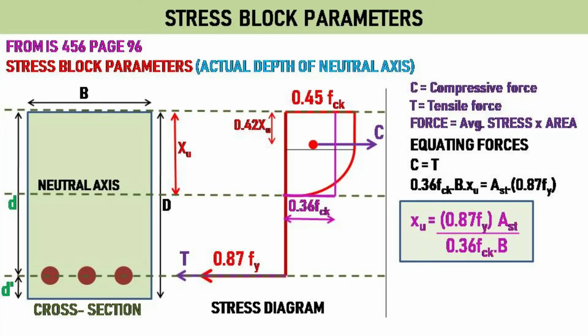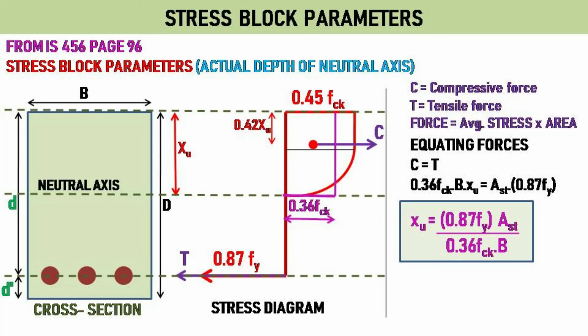Slide 25. Now we will derive a formula for the actual depth of neutral axis, xu. For this we are equating forces. If compressive force, C, is greater than tensile force, T, the cross-section will try to rotate in the clockwise direction. If compressive force, C, is less than tensile force, T, the cross-section will try to rotate in the anti-clockwise direction. So, for the cross-section to be in equilibrium, both compressive force, C, and tensile force, T, should be equal, as they are in the opposite direction.